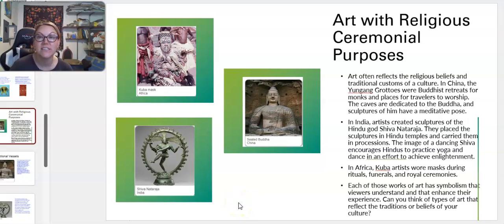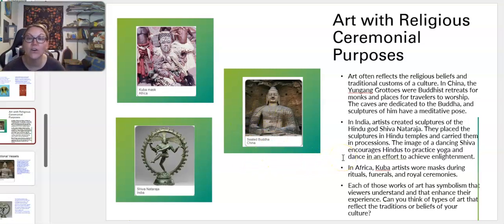Art with religious and ceremonial purposes. Art often reflects the religious beliefs and traditional customs of a culture. In China, the Yungang grottoes were Buddhist retreats for monks and places for travelers to worship. The caves are dedicated to the Buddha and the sculptures of him in a meditative pose. He's right here. Here's the seated Buddha.